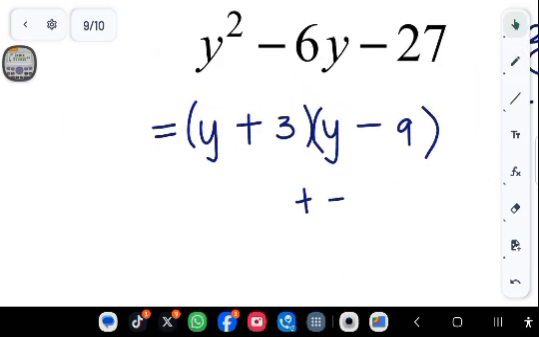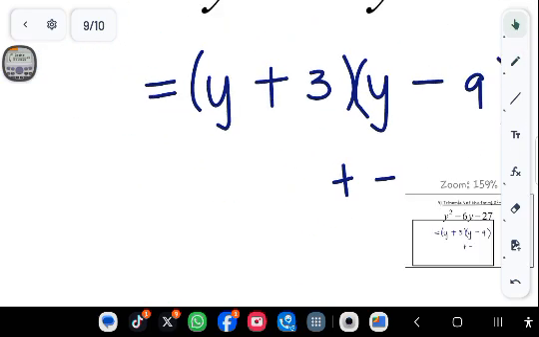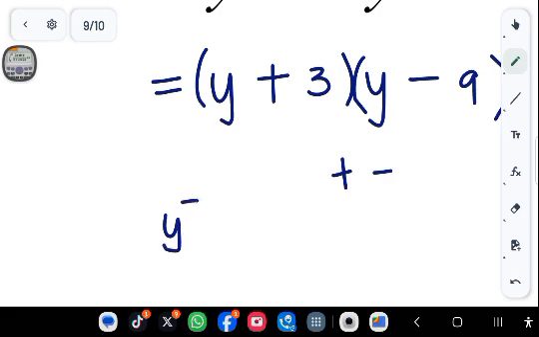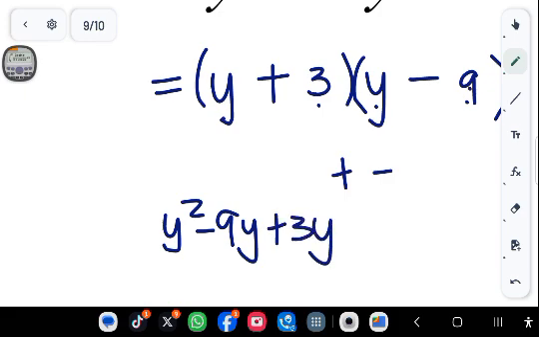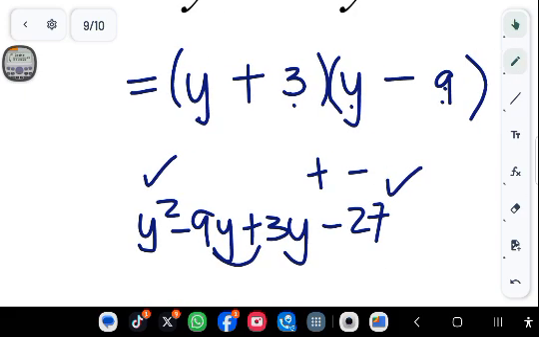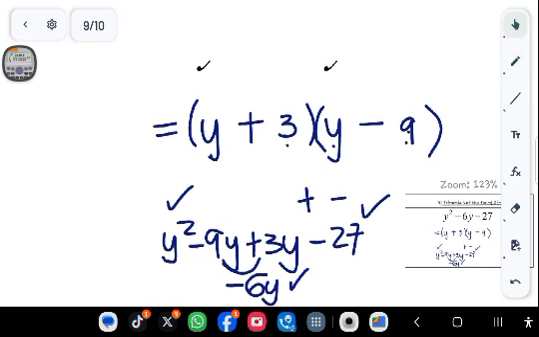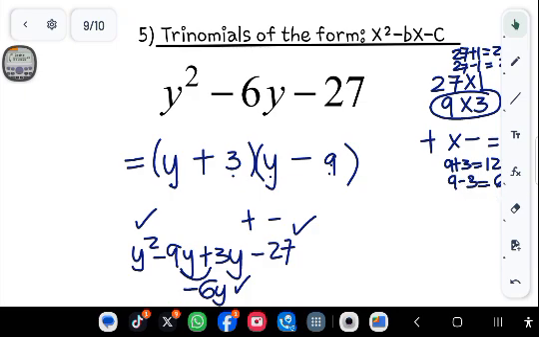Let's multiply this out. So y times y, that will be y squared. y times negative 9, that's negative 9y. 3 times y, that is 3y. 3 times negative 9, so that is negative 27. The negative 27 and the y squared are taken care of. Negative 9 plus 3 is negative 6, so that checks out. This is the correct answer.